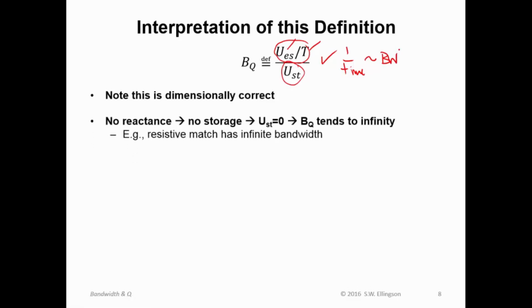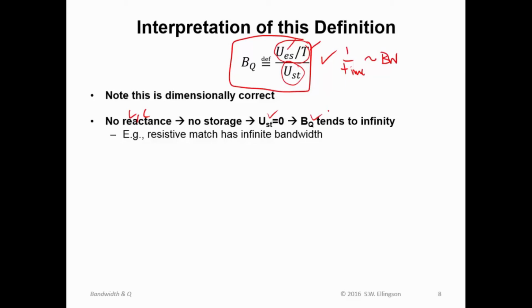Now just think about this for a second. If I have no reactances, in other words, if I have no L's or C's, then there can be no energy storage because resistors alone can't store energy. So U sub st is equal to 0. The stored energy is 0. And by this definition then, B sub Q tends to infinity. That means by this definition of bandwidth, if I have no reactance, then I have infinite bandwidth. But that should make sense to you.